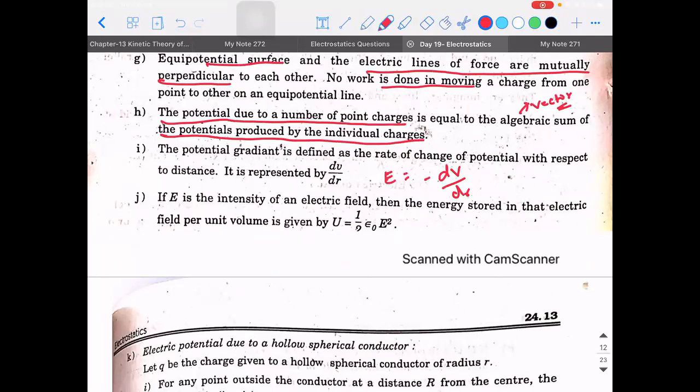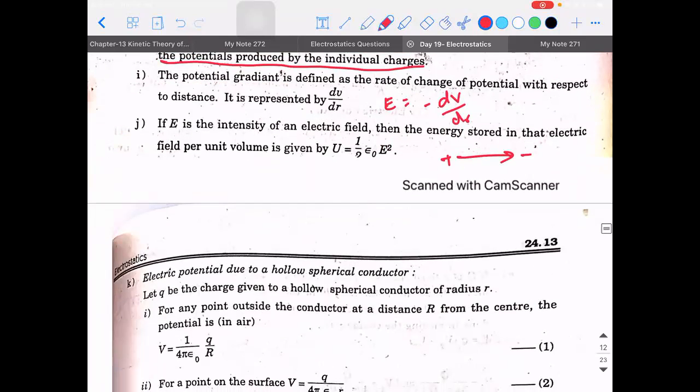The direction. Yes, the direction. Electric field is always directed in which direction? In the direction of decreasing potential. Yes. So in the direction of decreasing potential. So electric field is in this direction means it is understood this is positive, this is negative. Right? Similarly, if E is the intensity of the electric field, then the energy stored in the electric field per unit volume, which is also called energy density, is given by the formula 1 by 2 times epsilon naught E square. Correct?